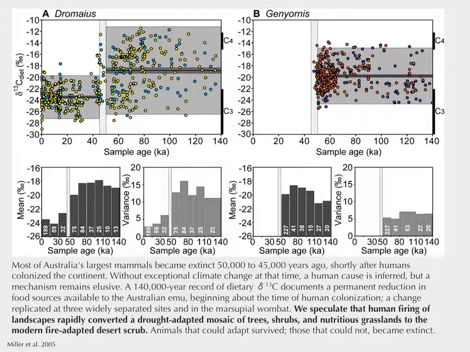And here we're looking at the ratio of C3 and C4 plants in the diet. Okay. And again, here's present and back in time. What do you see? Ask questions if you don't get this. That's fine.